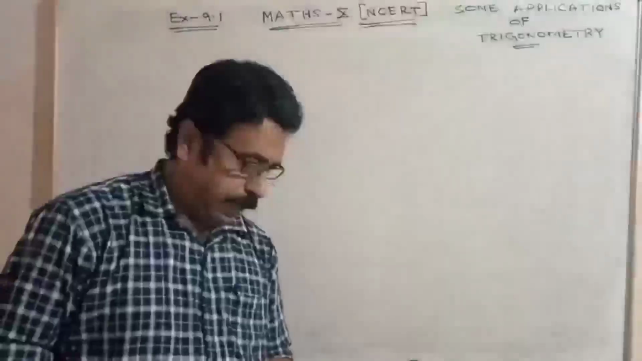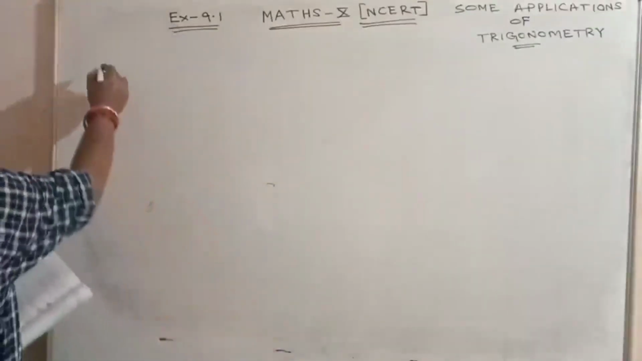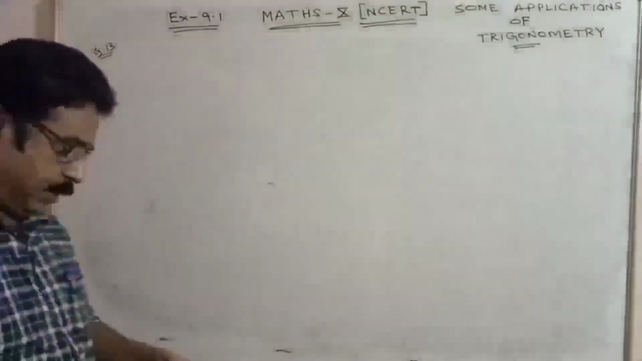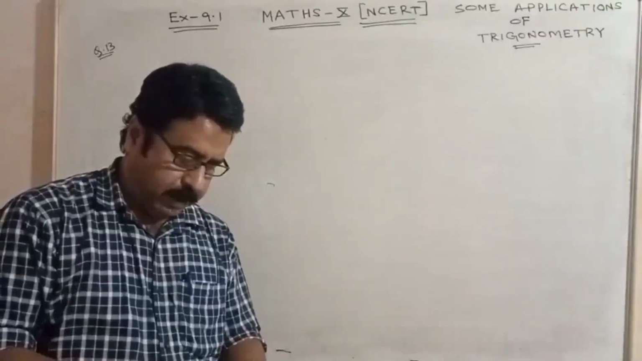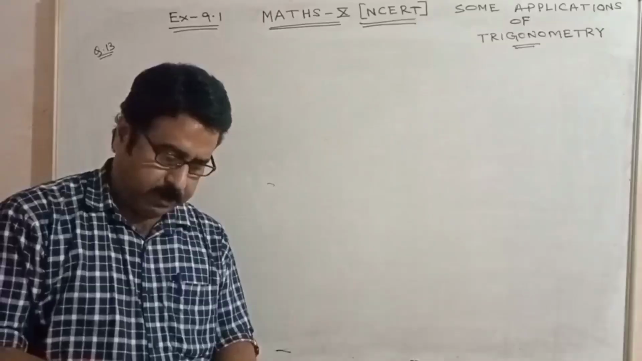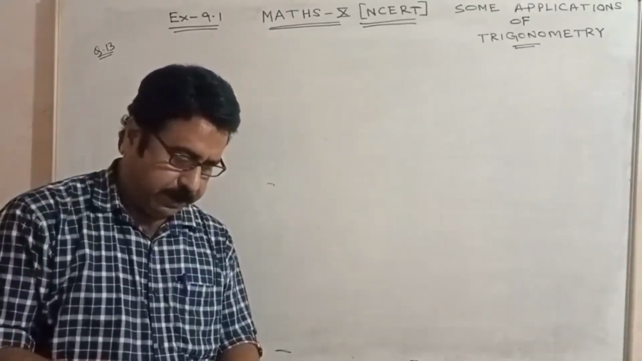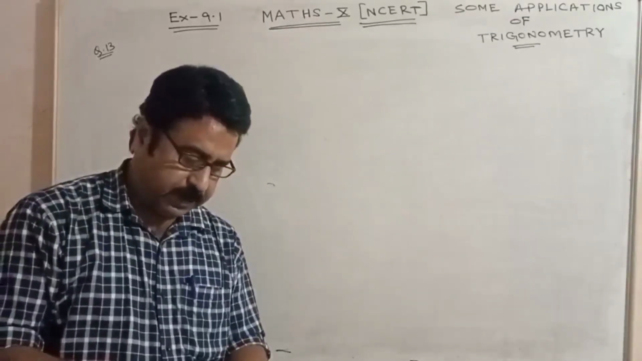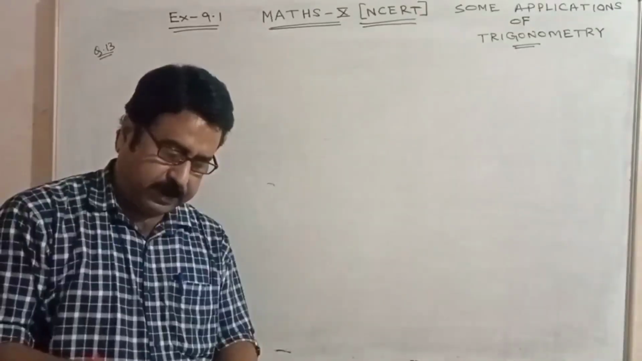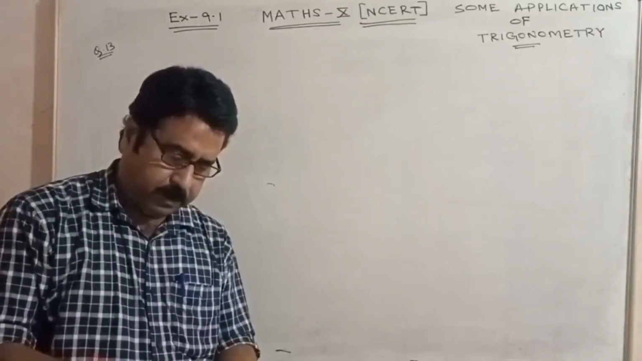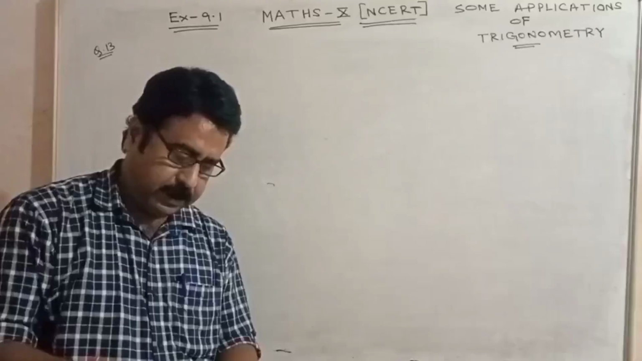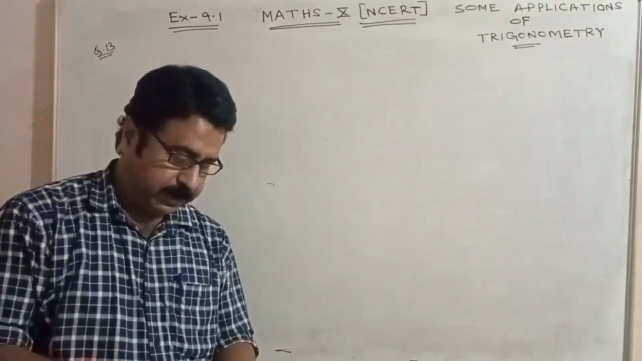Next question, 13. As observed from the top of a 75-meter high lighthouse from the sea level, the angles of depression of two ships are 30 degree and 45 degree. If one ship is exactly behind the other on the same side of the lighthouse, find the distance between the two ships.